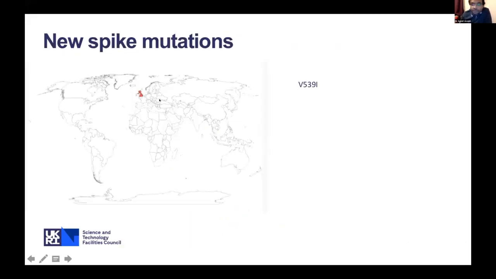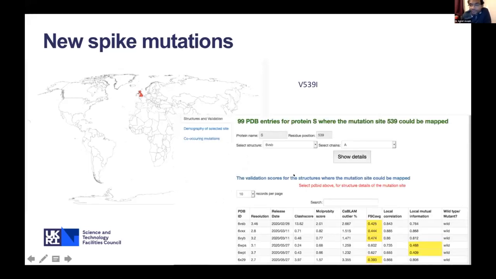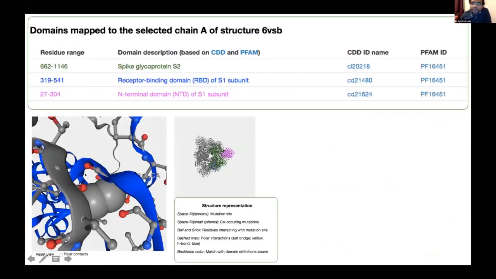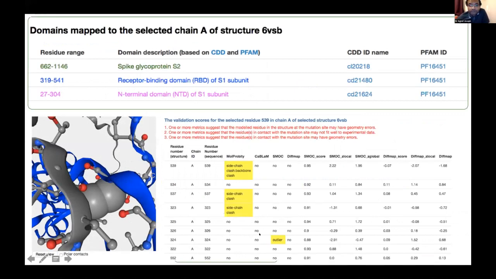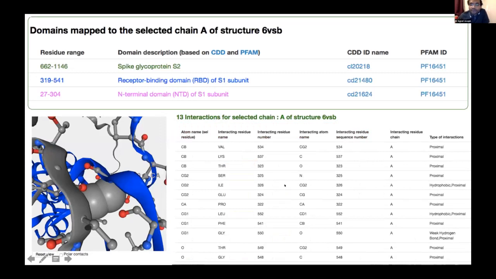So we try to give the distribution of these mutations in different countries in the world and look at validation scores for the structures where these mutations can be mapped. This is an interactive interface where you can look at the mutation site in the structure, and also look at validation statistics. So here there are some geometry outliers in the mutation site and so on. It basically gives some indication of the quality of the model at the mutation site. And based on this, you can interpret interactions and so on. So you also get a list of interactions.